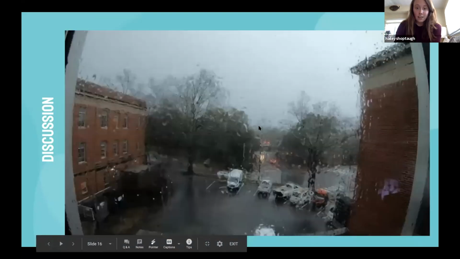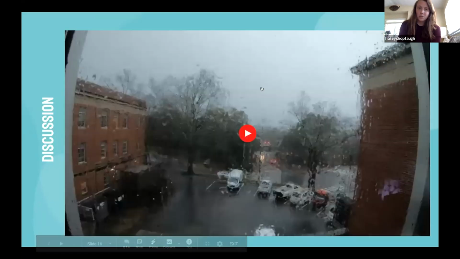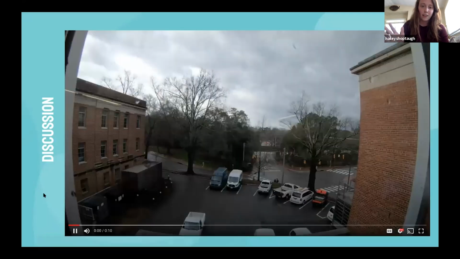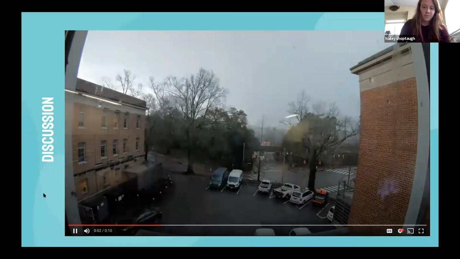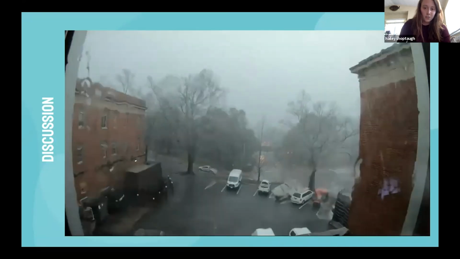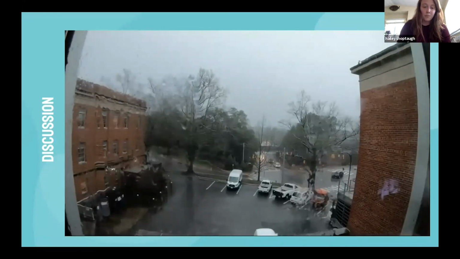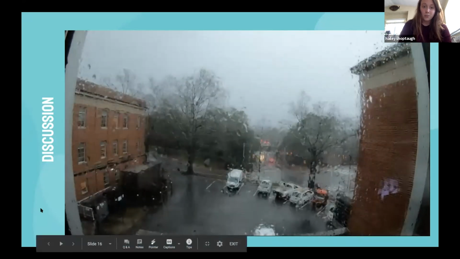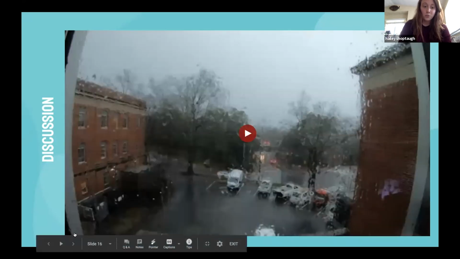And I'm really lucky, a faculty member in the Applied Ecology department, shout out to Michelle Jewell, has a 10-second time lapse of the storm that happened on February 6th. So we're gonna look at that real quick just to see how drastic it was. So as you can see, it was a lot of rain. We were actually under a tornado watch for most of the day. So it was a pretty bad storm.